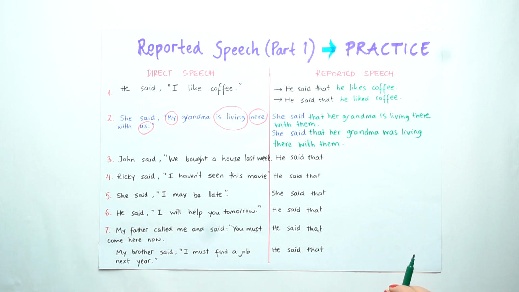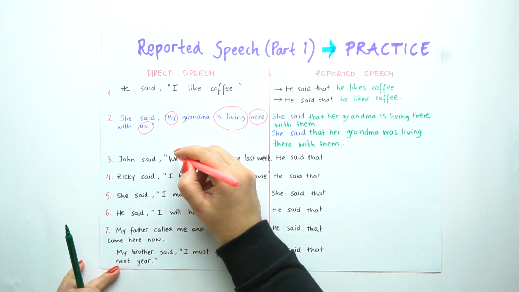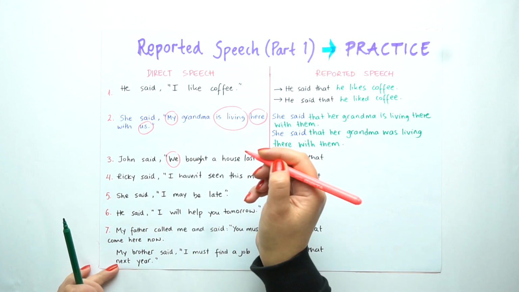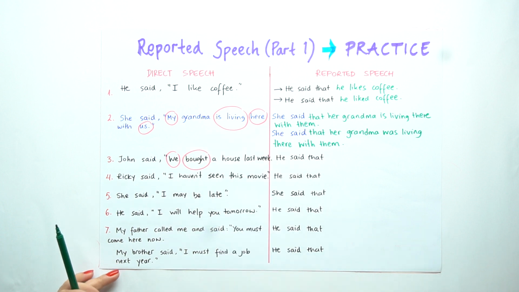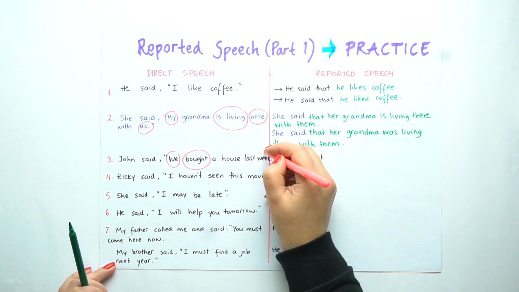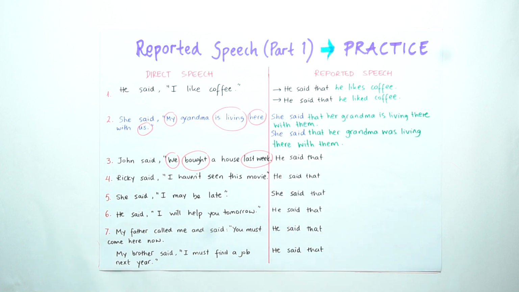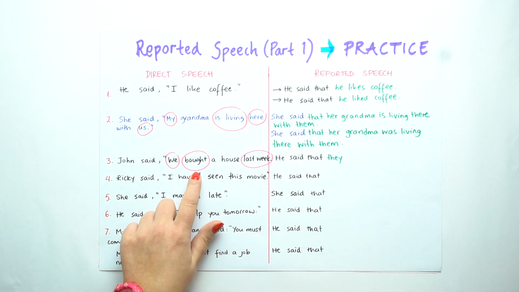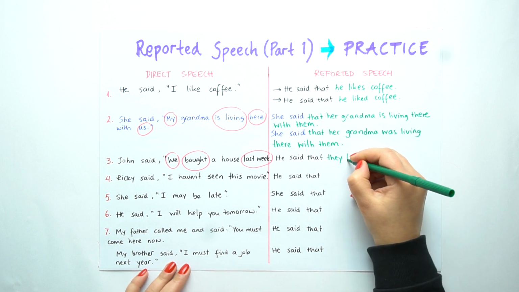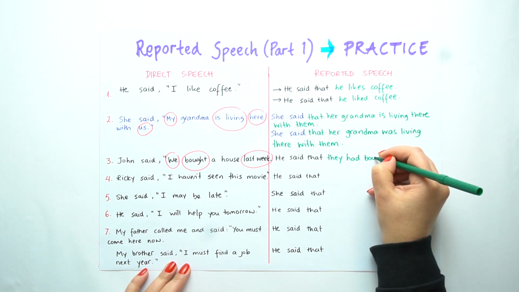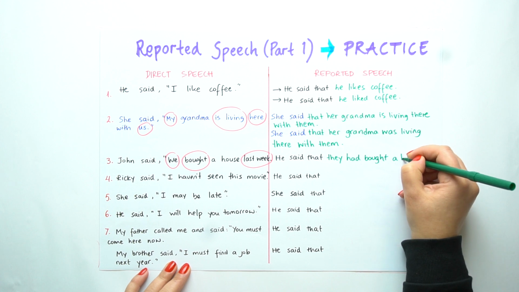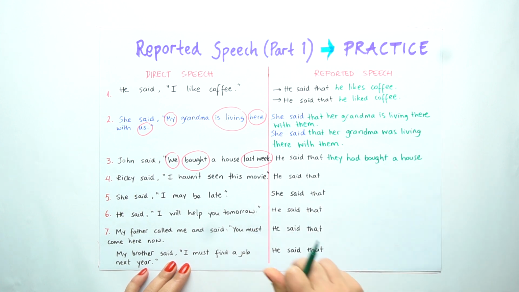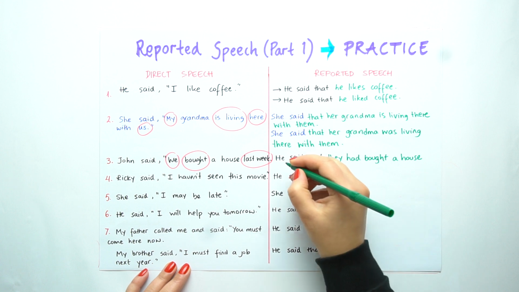John said, we bought a house last week. So what do I need to change here? The pronoun, subject pronoun, the tense of the sentence, and of course the time. He said that they, remember, past tense becomes past perfect. They had bought a house. Last week becomes the previous week.